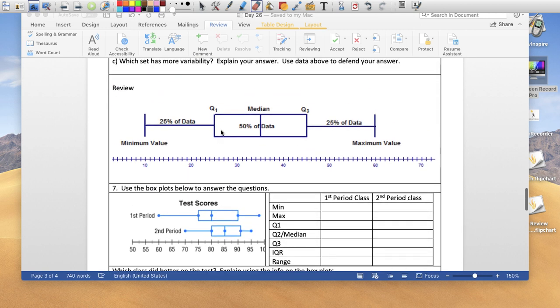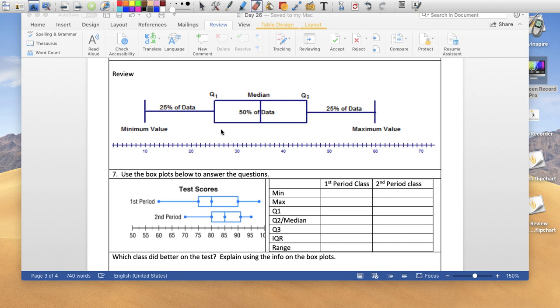Two more questions. So again, quick review on box plots. That's the min value, maximum value, Q1, the median, Q2, if you want to call it Q2, that's fine, and Q3. And remember, each of these parts is 25% of data. The box here represents 50%, or 25 here, and 25 here. And you need all those 5 points to create a box plot.